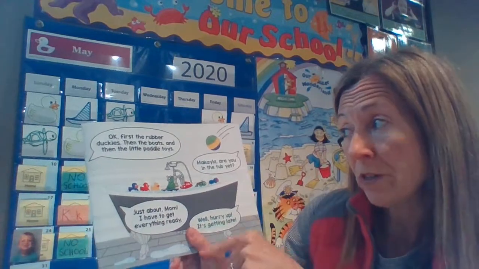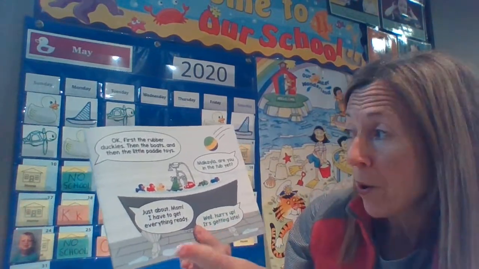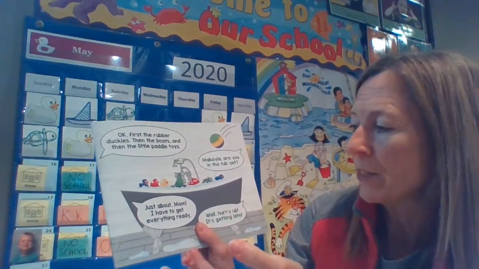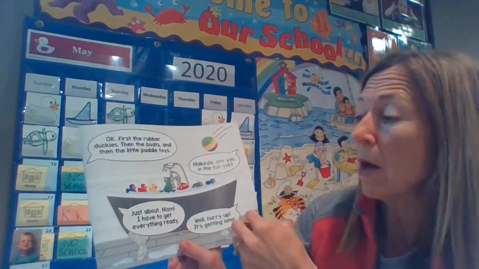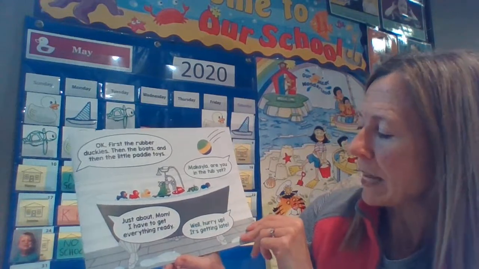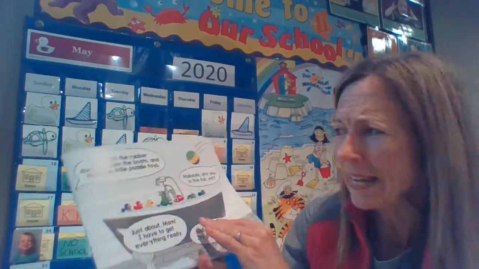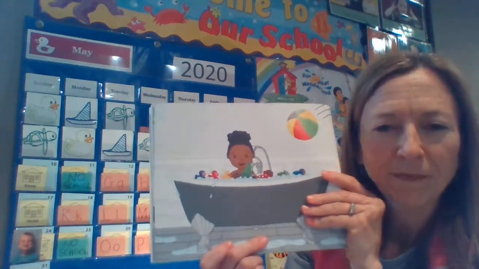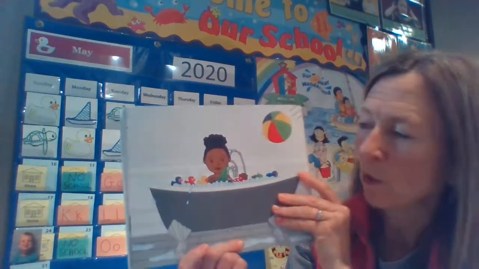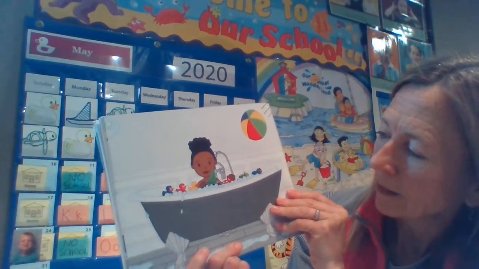Okay, first the rubber duckies, then the boats, then the paddle toys. Michaela, are you in the tub yet? Just about, Mom. I have to get everything ready. Well, hurry up. It's getting late. And there she is in the tub with all of her toys.